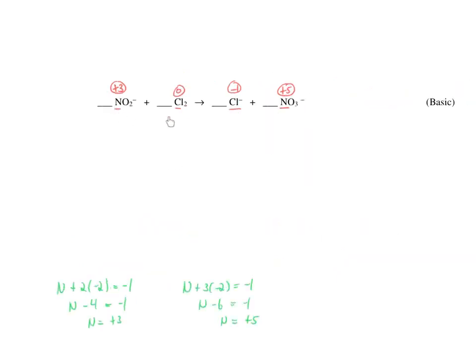So we see that nitrogen and chlorine are changing oxidation number. We've determined the oxidation numbers, and before we worry about the number of electrons, we want to note that chlorine has this subscript 2, so we need to balance the chlorine before we worry about the number of electrons. So we're going to need 2 chloride ions on the product side.